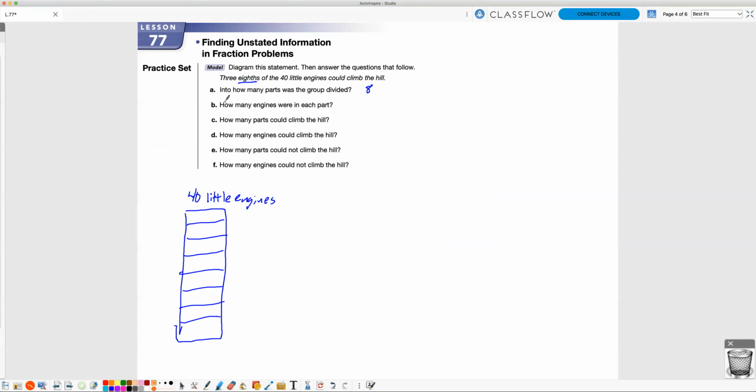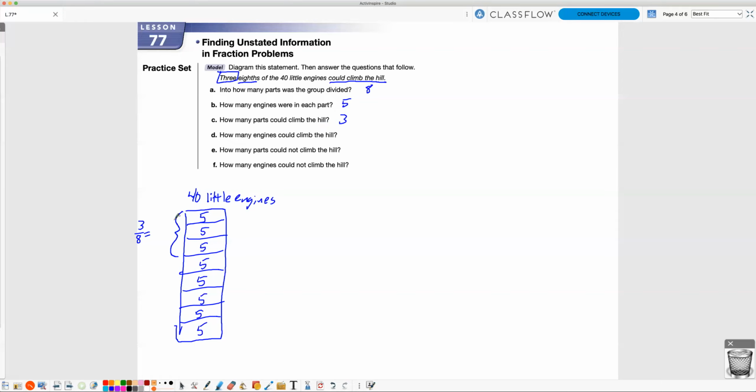Letter B, how many engines were in each part? So if you take 40 divided by 8, you know the answer to that. That would be 5 in each one of those parts. So that's letter B. Letter C, how many parts could climb the hill? So it says 3 out of the 8 could climb the hill. So that's these right here. 3/8 represents a number. So question C is how many parts could climb the hill? 3 parts.